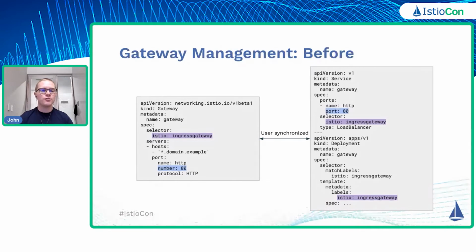So we have these two parts: the deployment itself and the configuration for it. And these need to be kept in sync. You can see here, I have the same label that's across all three of them. And I also have the same port that's exposed in both of them.